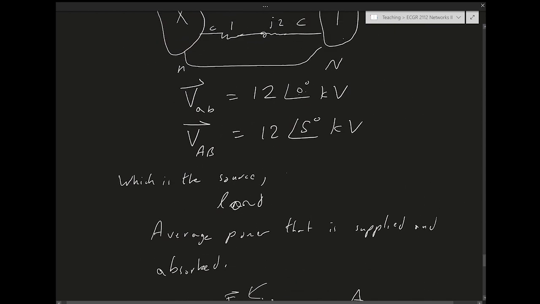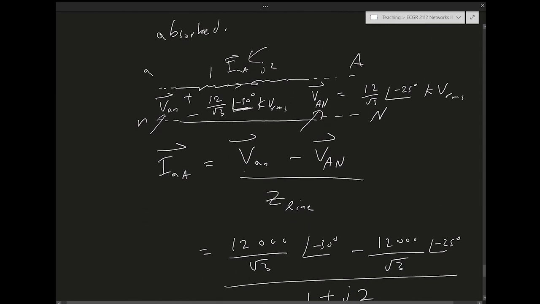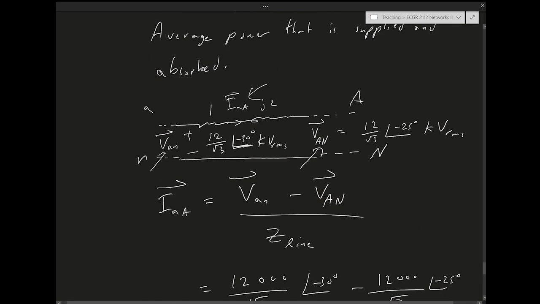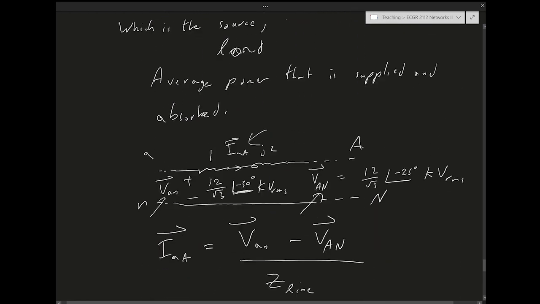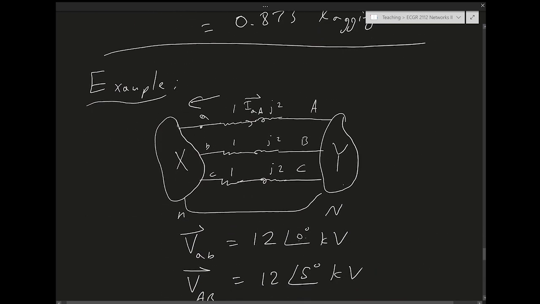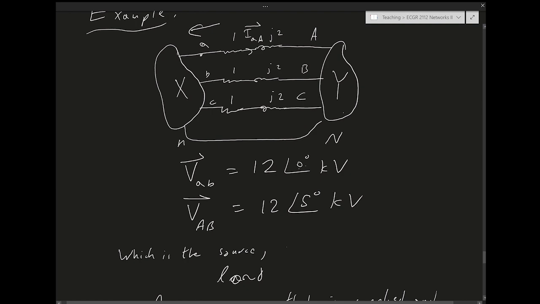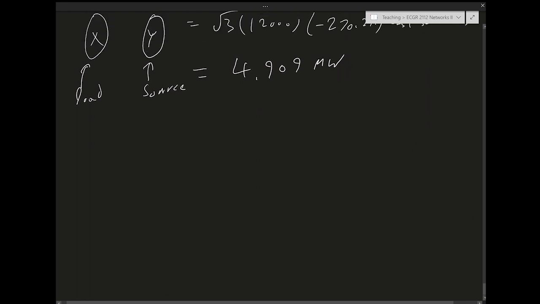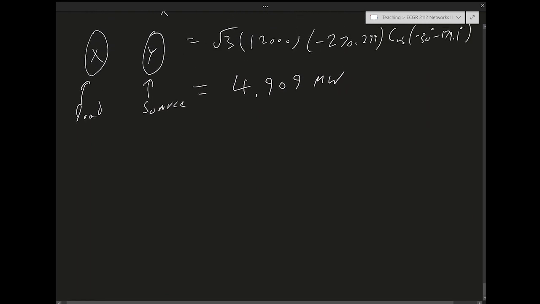right? If there was no difference in the angle anyway, VAN minus VAN capital is going to be 0, so IA is going to be 0. There'll be no current flowing, there'll be no power flowing. It's because there's a difference in the angle that we get a current flowing between the two systems, and that leads to active power flow or average power flow. This is a basic result that you will discover when you study power systems.